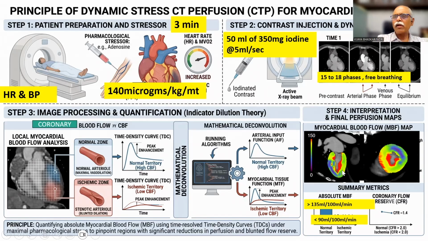And these myocardial blood flow values can be depicted as color-coded perfusion defect diagrams, or with absolute numbers in ml per 100 ml of myocardium per minute. So this is the output that is taken into consideration to give a diagnosis of a myocardial segment as ischemic or non-ischemic.